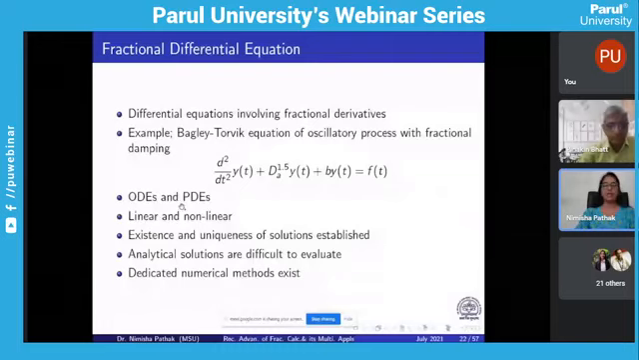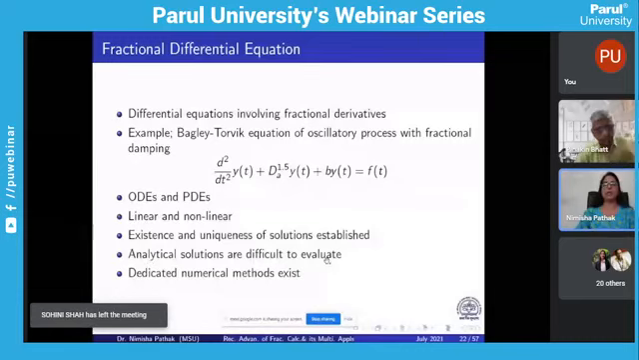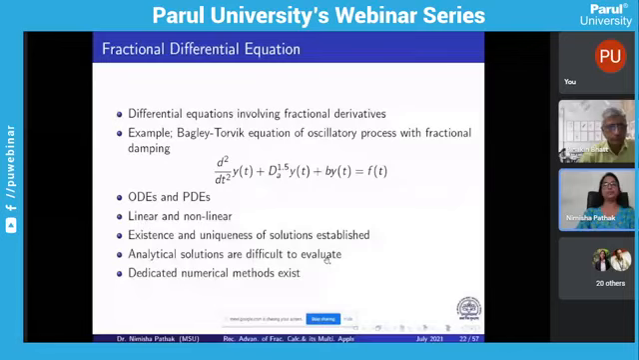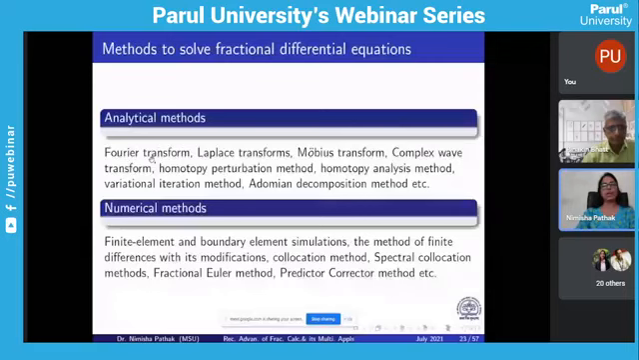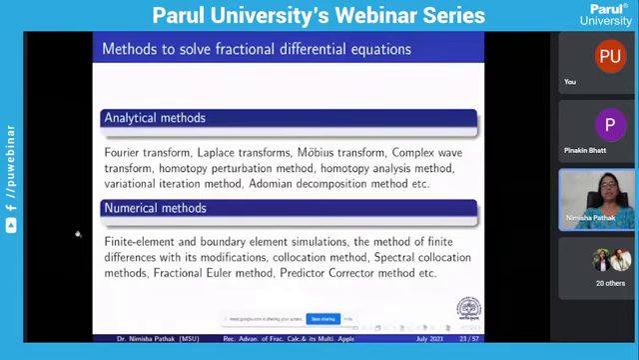They can be linear and nonlinear. The existence and uniqueness of solutions are very well established. Analytical solutions are difficult to evaluate, but dedicated numerical methods have already been developed to solve fractional differential equations. I have listed a few. Analytical methods include the Fourier transform, Laplace transform, Mellin transform, complex wave transform, homotopy perturbation method, Adomian decomposition method, etc. And the numerical methods are mainly the fractional Euler method, predictor-corrector method, finite element, and finite difference methods, with and without modification.